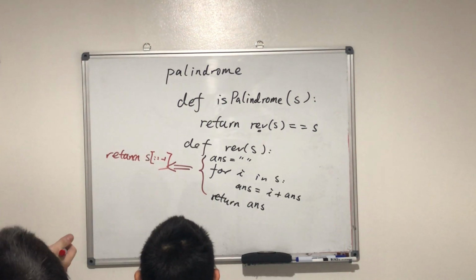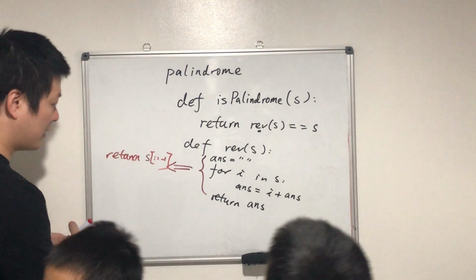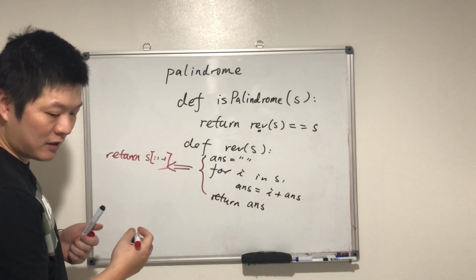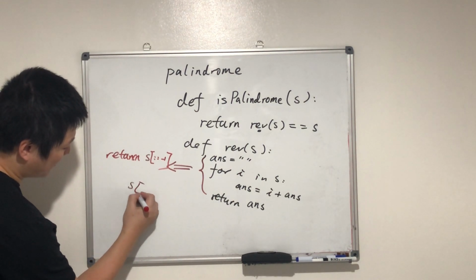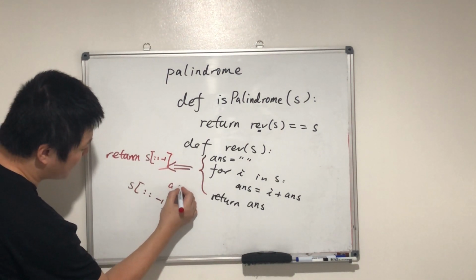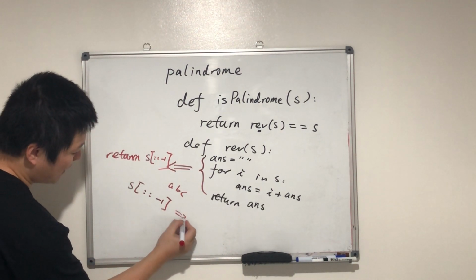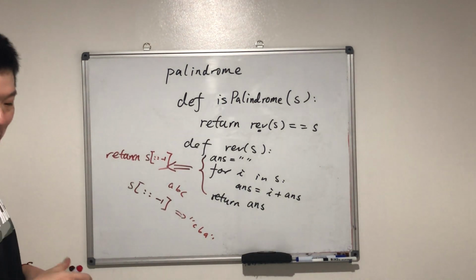Why are there two colons in the brackets? This is just a keyword for a string, then we can do it this way. Look, if s is A, B, C, then it will become CBA. So that's one way of doing it.